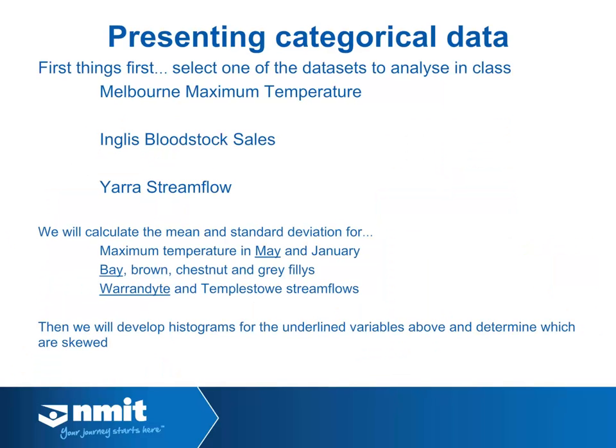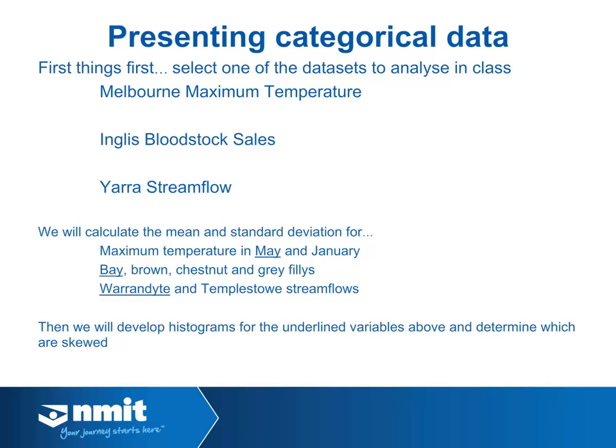So I've provided you with 3 data sets, one which has the mean maximum temperature for every month since 1855 for the Melbourne weather station on the corner of Latrobe Street and Victoria Road, in Celsius. The Inglis bloodstock sales results for, I think it was June last year, for fillies. So that's an auction for potential racehorses, and it provides a whole lot of information about the horse and the price they sold for at auction.